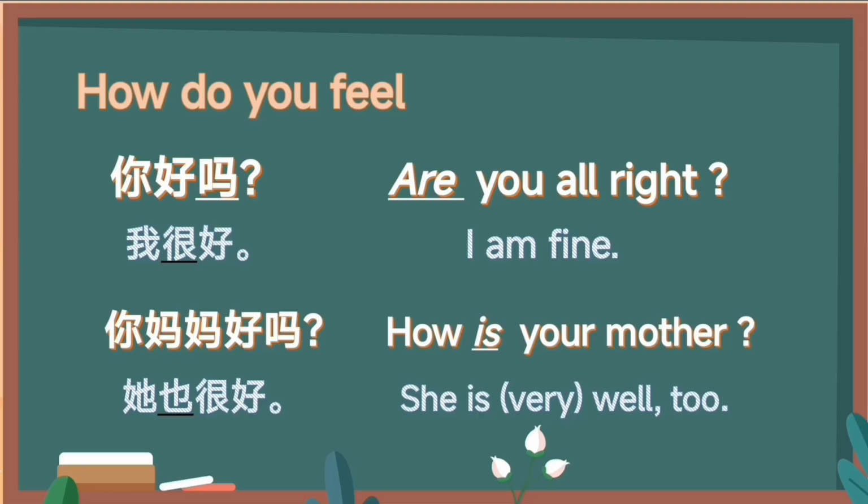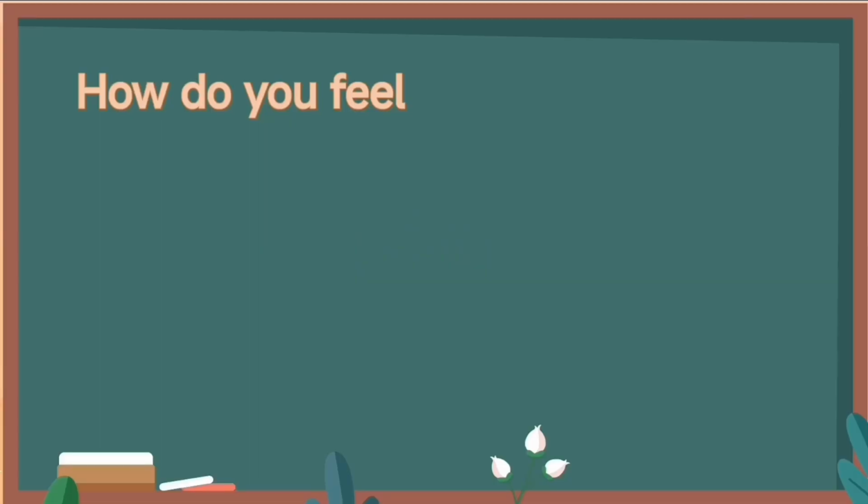From the examples, we can see the link verb in different forms is always used in the English sentences, and the adverb is not a necessary part. But in Chinese, there is no link verb, and the sentence doesn't sound complete without the adverb 很. Read these sentences after me once again. 你好吗? 我很好. 你妈妈好吗? 她也很好.